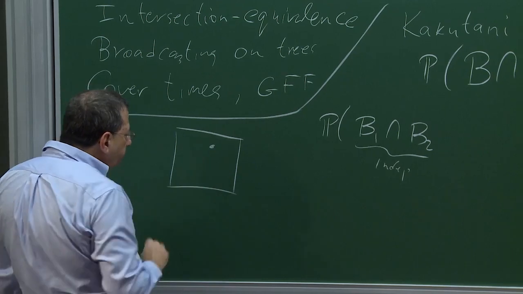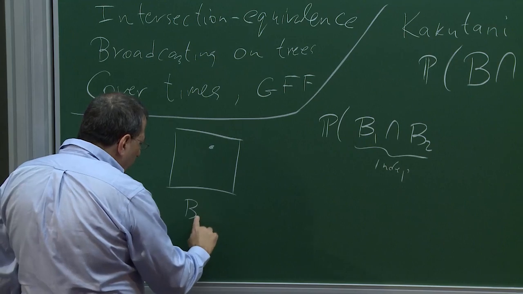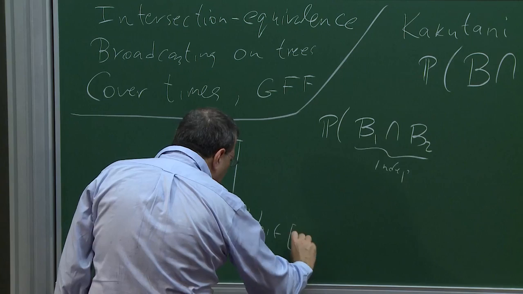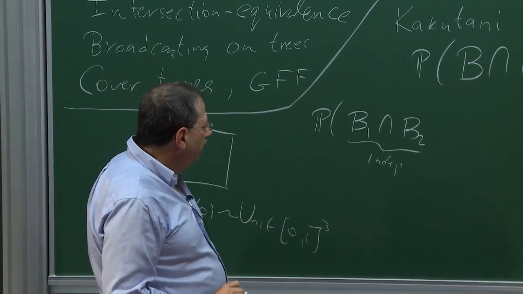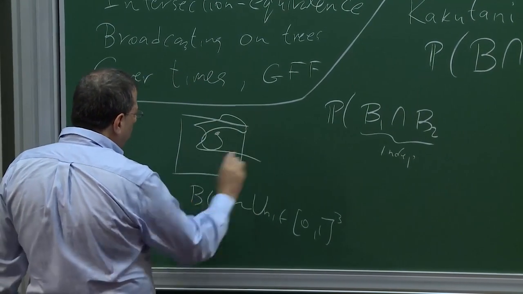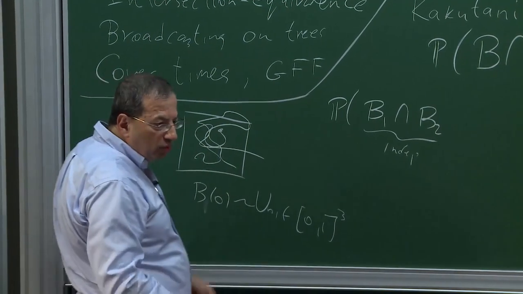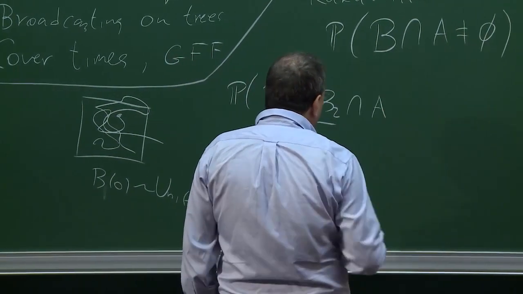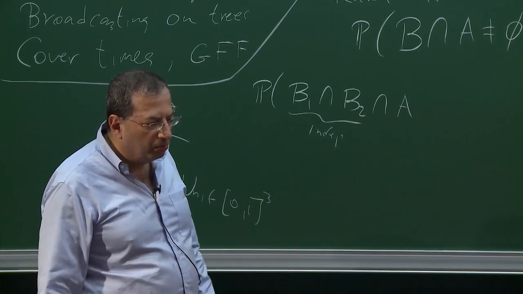So let's think of the initial point. B at time 0 will be uniform in some box, say the unit cube. Okay, and then I take B2. It's an independent Brownian motion. So here is B1, and then I have an independent Brownian motion started at another uniform random point. And it's also very classical that the two Brownian motions in R3 intersect with positive probability.